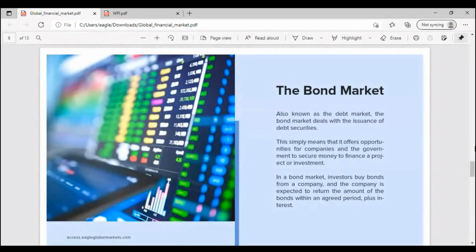The bond market. The bond market is also known as the debt market. The bond market deals with issuance of debt securities. This simply means that it offers opportunity for companies and the government to secure money to finance a project or investment. In the bond market, investors buy bonds from a company, and the company is expected to return the amount of bonds within an agreed period plus interest.